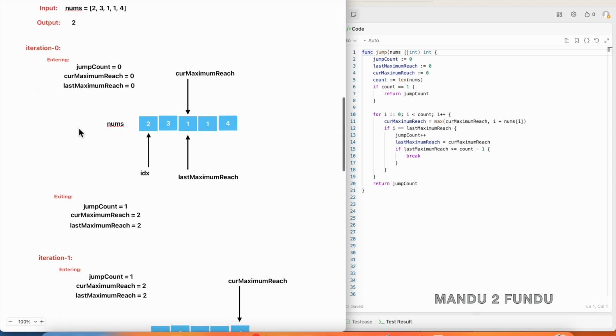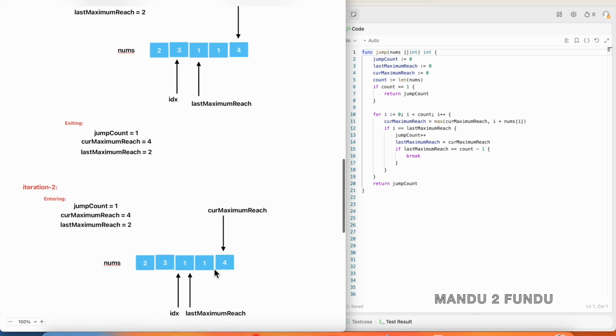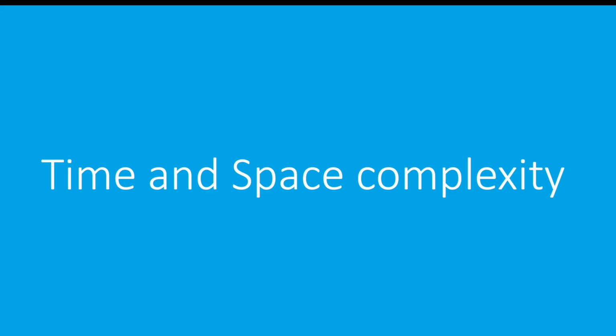So in this case, how many iterations do we do? 1, 2 and 3. Even though the size of the input array is 5, within 3 iterations we are able to find the minimum number of jumps. Next I'm going to do the time and space complexity analysis for this solution.